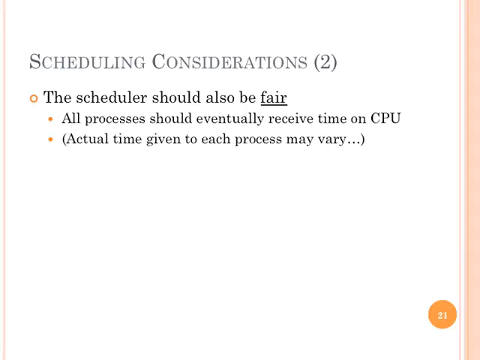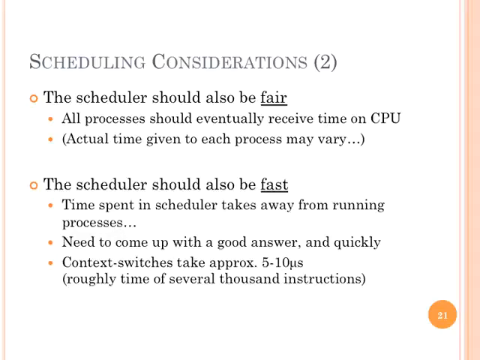The other thing, the scheduler should be fair. What does it mean for a scheduler to be fair? Well, really what we're saying is that no process should ever be in the situation where it will never get the processor. Every process should eventually get some time on the CPU. We're not saying that they all get the same amount. We may play favorites, but we should give everybody a slice of time on the processor. Everybody should progress.